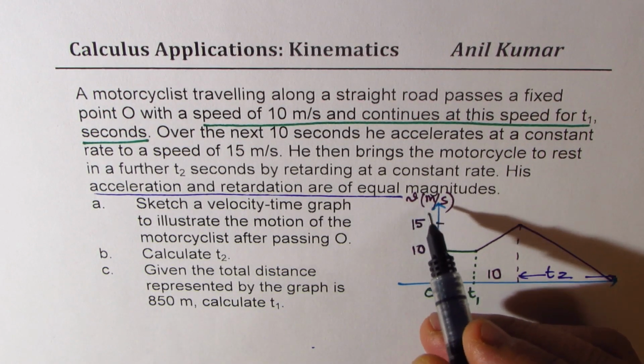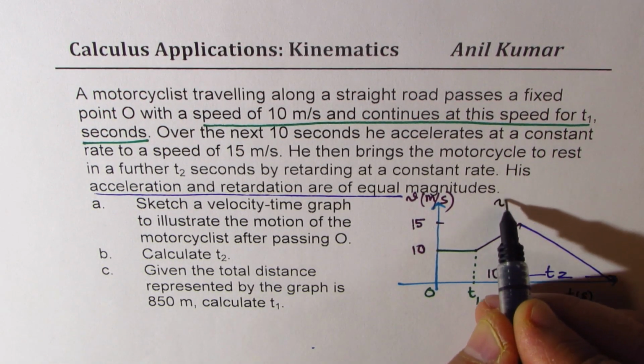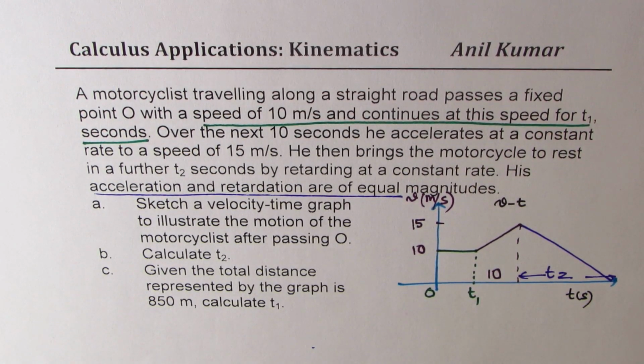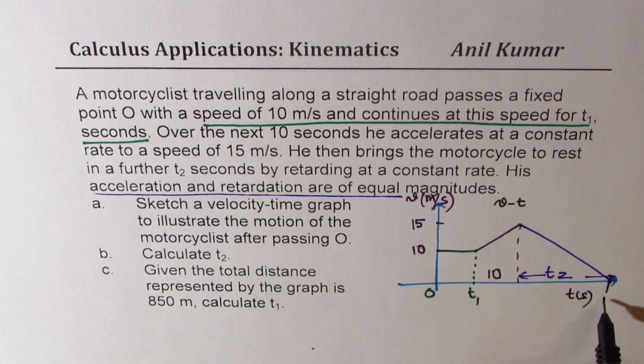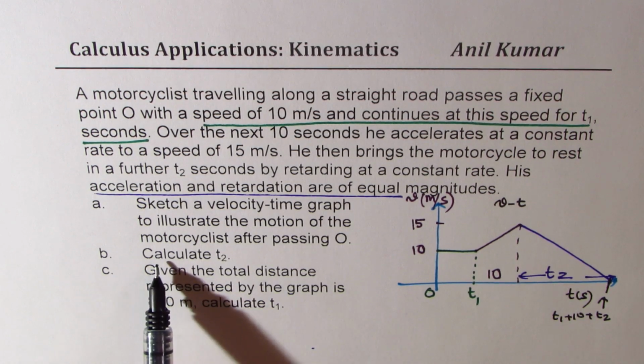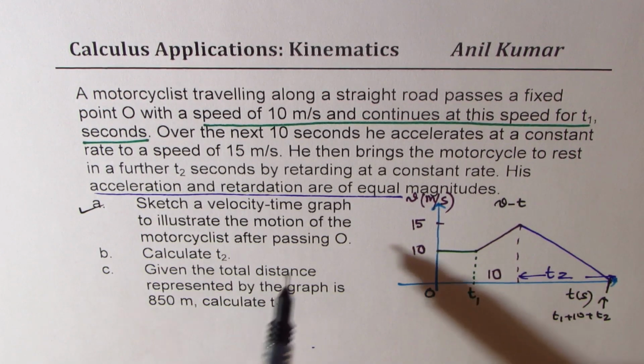And clearly we have velocity on the y-axis, time in seconds along the horizontal, and that becomes our VT graph. Is that clear to you? So we have done the first part. So the total time here, if you think about it, is t1 plus 10 plus t2. Do you see that? So this part here is t1 plus 10 plus t2. Okay. Now we need to calculate t2. So we have done the first part, which is the sketch.